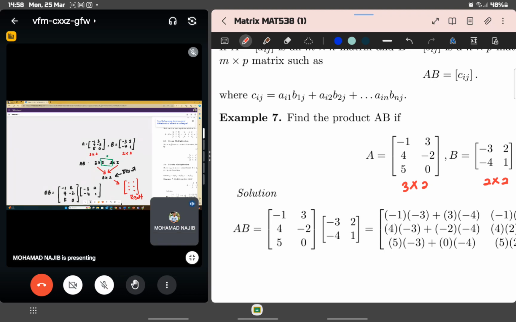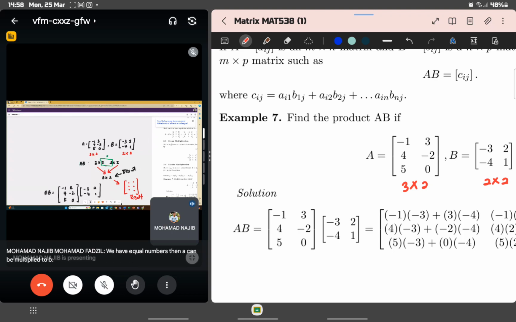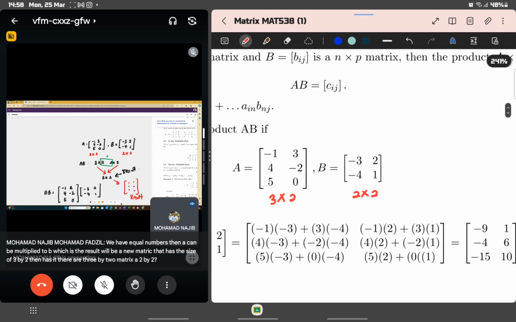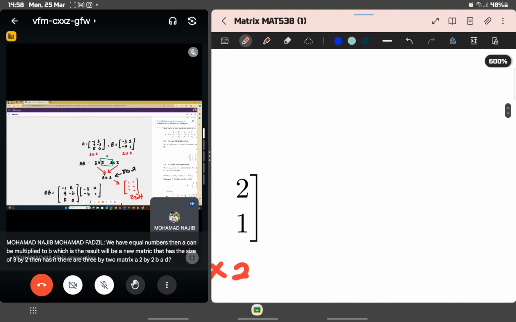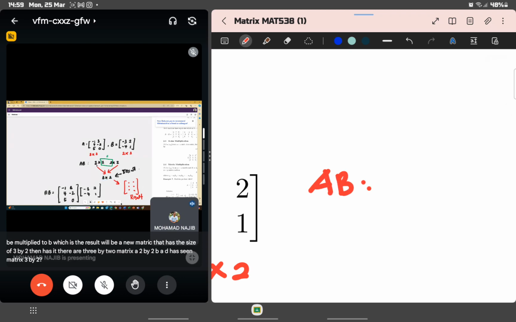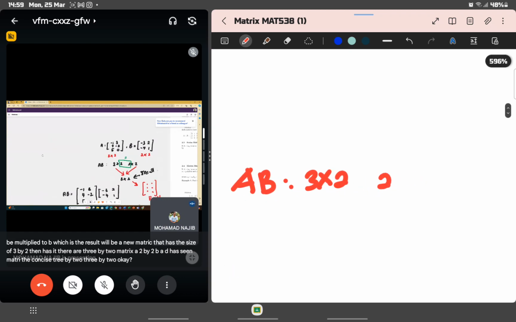If we have equal numbers, then A can be multiplied to B, which is the result will be a new matrix that has the size of 3 by 2. Dengan hasil darab 3 by 2 matrix A, 2 by 2 matrix B, A darab B ni, hasil dia adalah sebuah matrix dengan size 3 by 2. 3 ni ambil kat depan, 2 ni ambil dekat belakang. Dia combine, dia jadi 3 by 2. Okey, boleh faham situ?